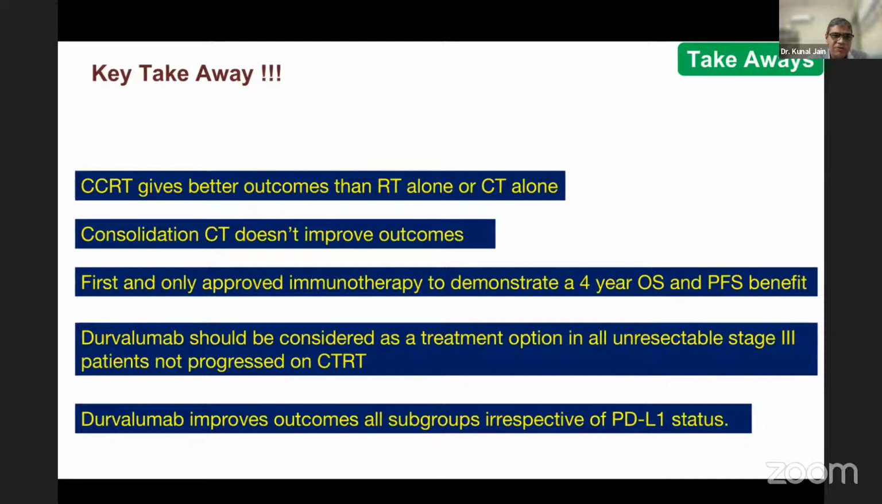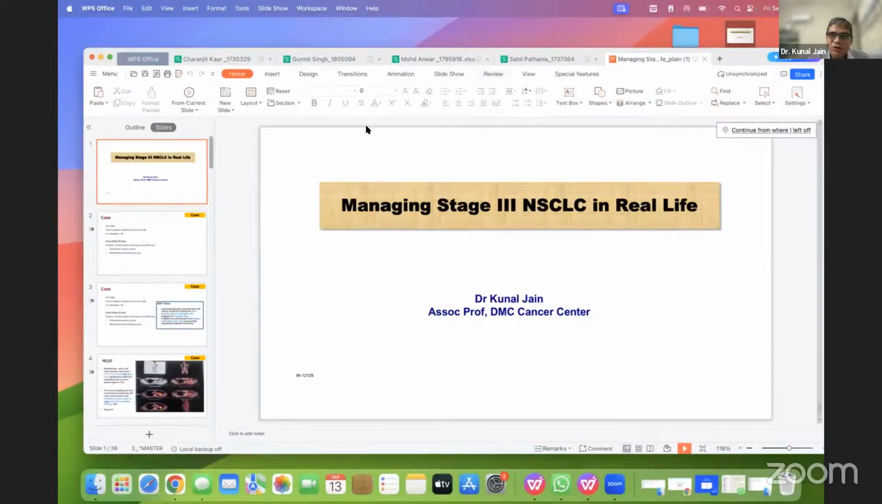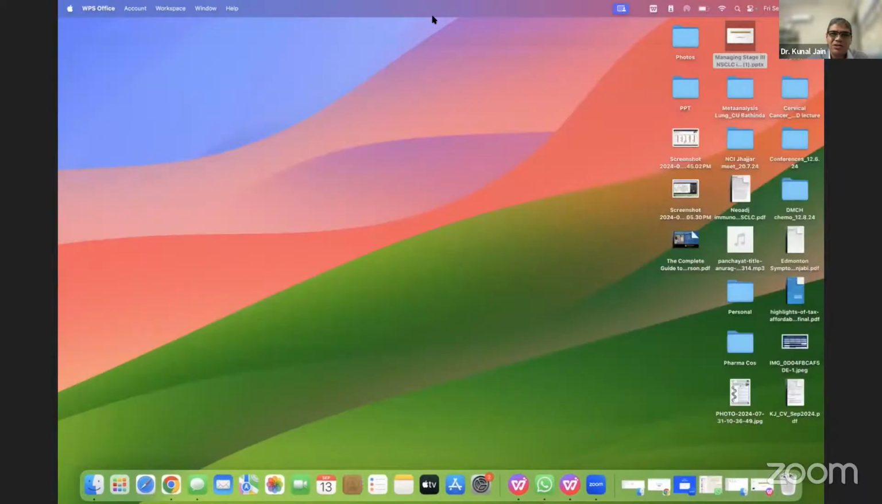So concurrent chemoradiotherapy gives better outcomes than either therapy alone or in sequence. And consolidation chemotherapy usually does not improve outcome. No study has shown that it has improved survival. Among immunotherapies, durvalumab remains the only therapy which has been shown to improve both PFS as well as, more importantly, OS at all time points, and we are looking at 43% survival at the 5-year mark. It is also showing improvement across all subgroups irrespective of PDL1 status. So this establishes this drug as one of the standards of care in stage 3 unresectable non-small cell lung cancer. So with that, I will end, and if there are any questions.